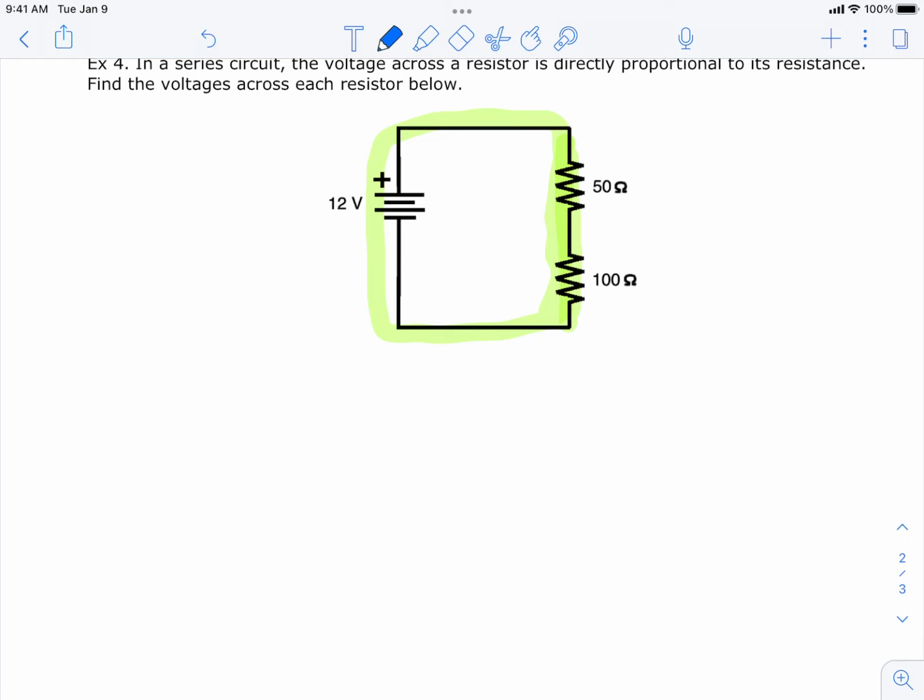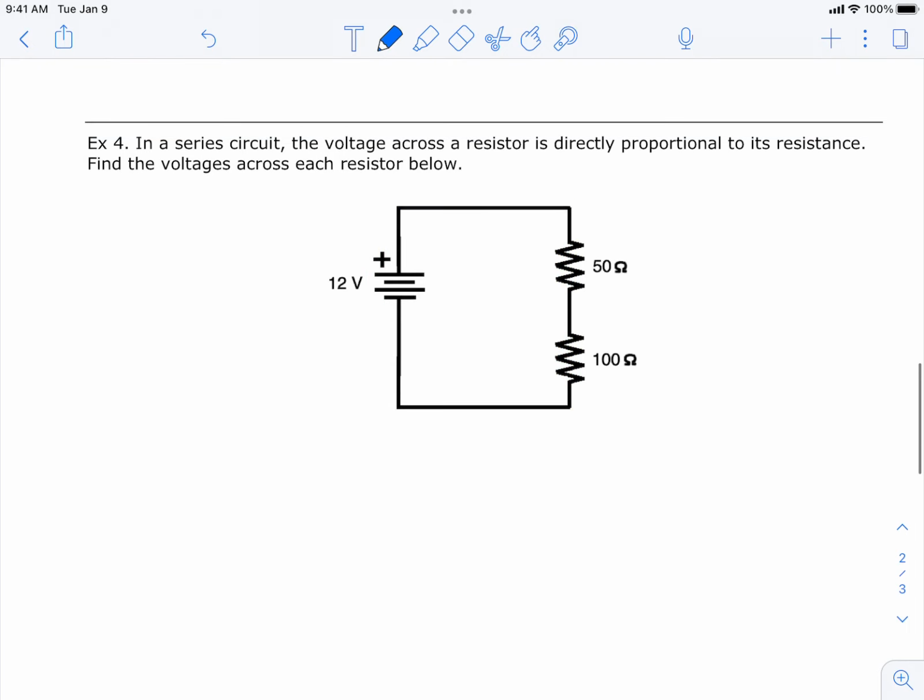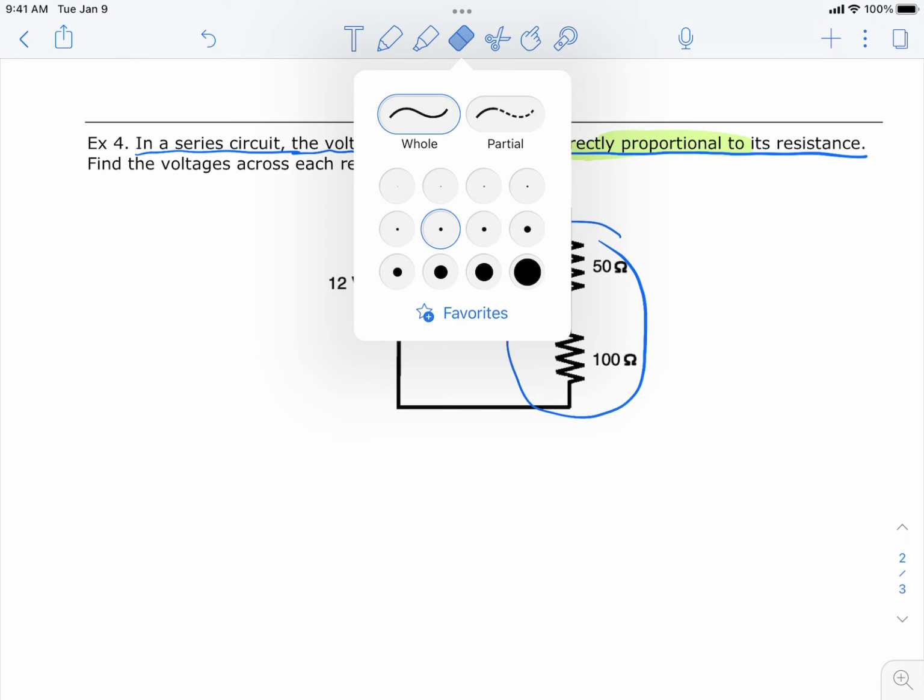There are no branches going off like this or anything. That's not a series circuit anymore. But we don't have any of that, so it's a nice series circuit. Okay, cool. In a series circuit, or even just in a series arrangement of resistors, the voltage across a resistor is directly proportional to its resistance. There's that phrase again: voltage across a resistor, directly proportional to its resistance.